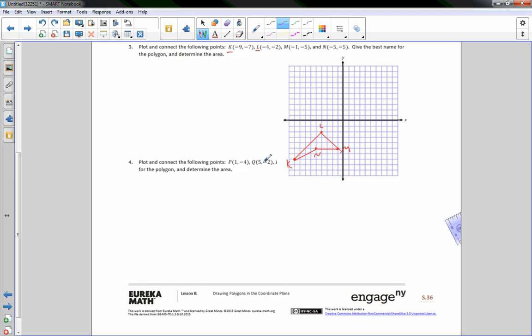Okay, they did not ask us to name this, that's good. It is a polygon, let's just call it that. It is a four-sided figure, but let's just call it a polygon. It says plot and connect the following points for the polygon and determine the area.